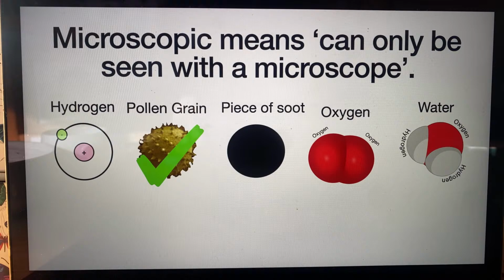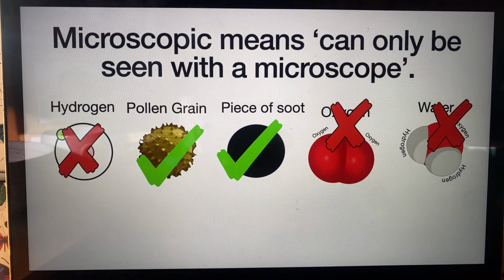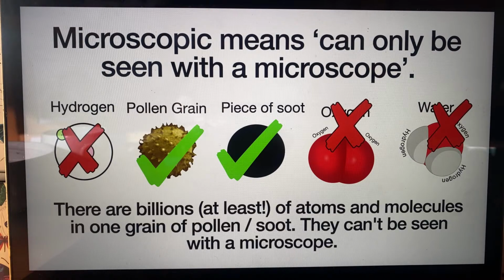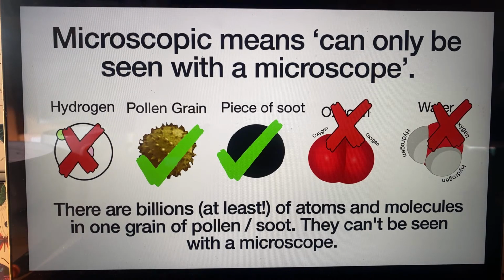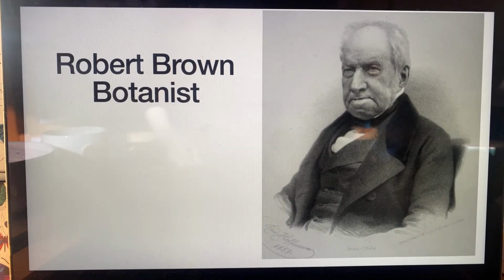Nice. But yeah, a piece of soot is microscopic, but hydrogen and oxygen and water are not microscopic because you can't see them with your eyes, but you also can't see them with a microscope. You cannot look at oxygen molecules through a microscope. There's millions of atoms and molecules in one grain of pollen and soot. So that's an important difference which we're going to keep coming back to, and I'm going to keep testing you on today. All right, the lesson's called Brownian motion.